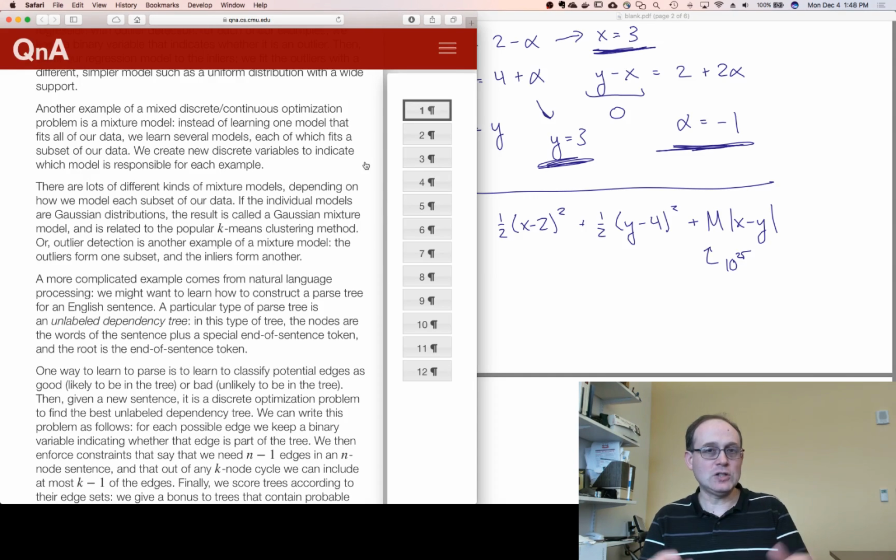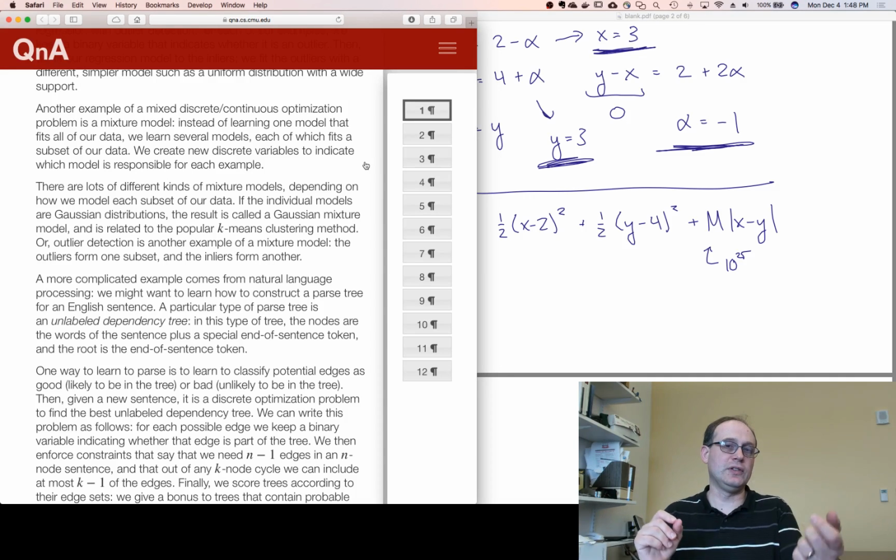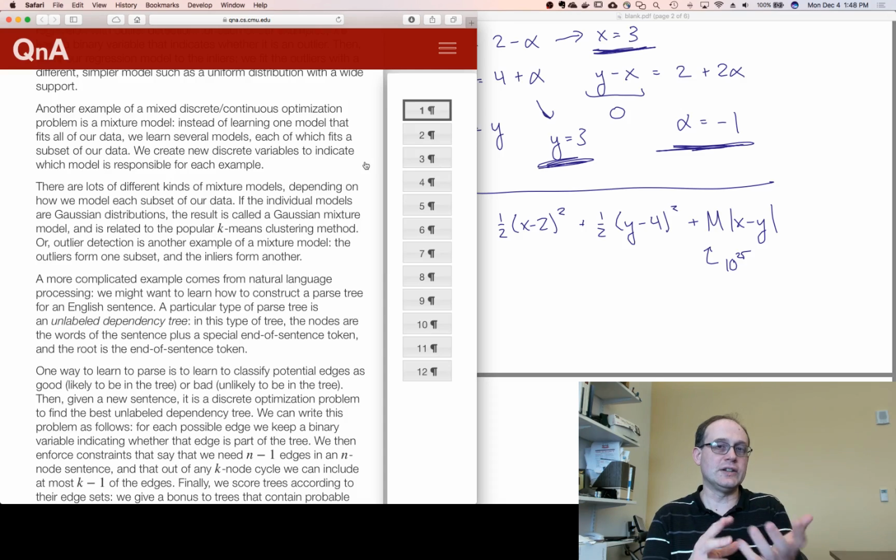Actually, outlier detection is another example of a mixture model. So you could say that I'm fitting a linear regression to the inliers, the points for which this outlier indicator is 0, and then fitting another really simple model to my outliers, where the parameters of that model depend on the outliers, and the parameters of the linear regression are totally unaffected by the outliers.